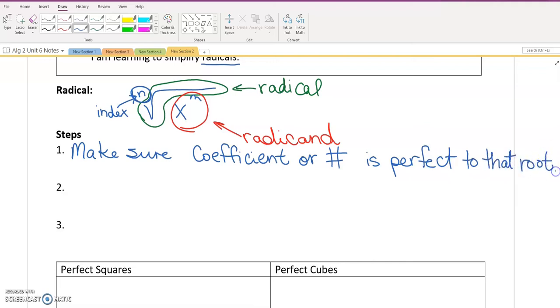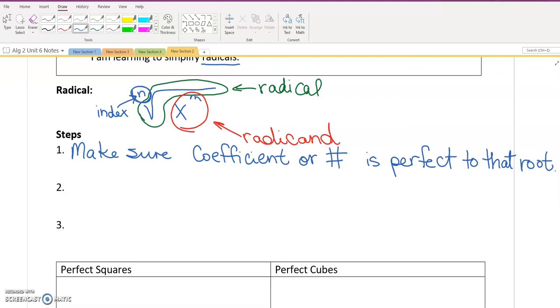Because remember, we're doing more than just perfect squares and perfect cubes. You'll probably see a couple of ones that are a little bit bigger than that. So we have to make sure that the coefficient or the number, whatever we have inside that radical, our radicand, is perfect to whatever root we're given.